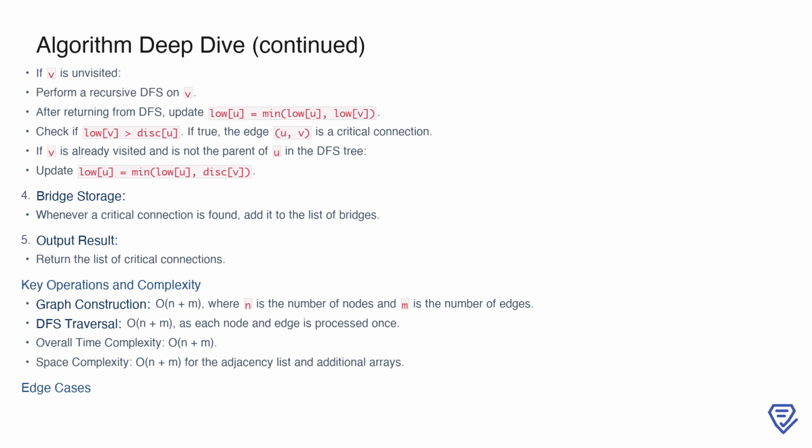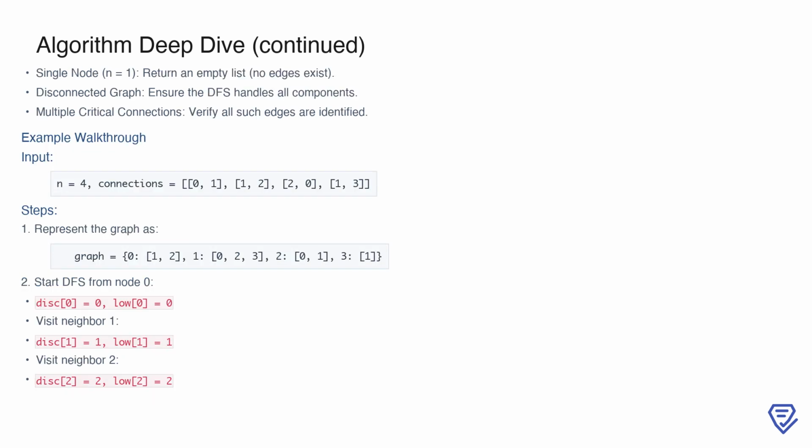This accounts for back edges in the graph that allow you to reach earlier nodes without passing through its parent. Once all neighbors of U are processed, any identified bridges are added to the list of critical connections. When implementing this algorithm, it's important to consider edge cases to ensure robustness.